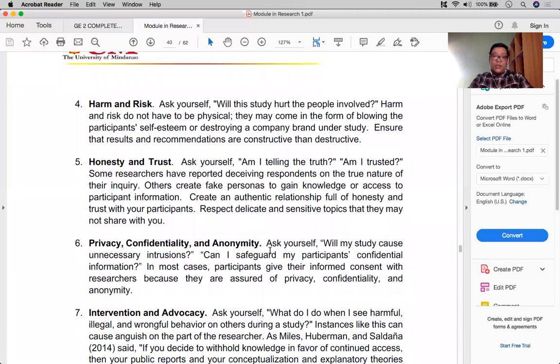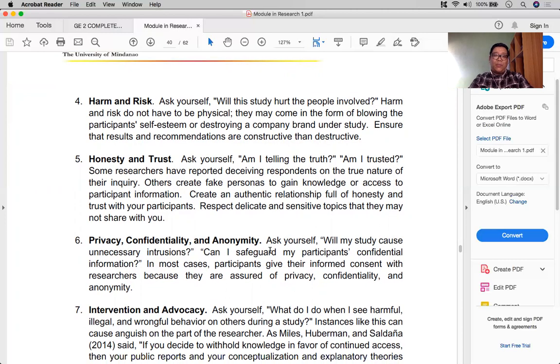Next thing is honesty and trust. Ask yourself, am I telling the truth? Are you being objective or subjective? Am I trusted? Some researchers have reported deceiving respondents on the true nature of their inquiry. They even fooled respondents just for them to get respondents for the paper.